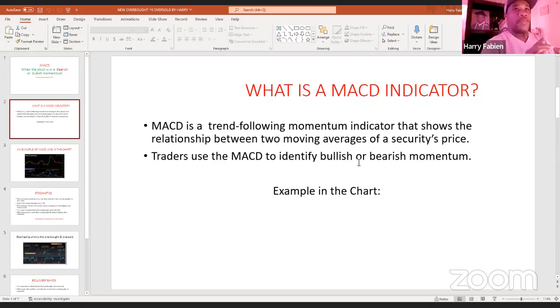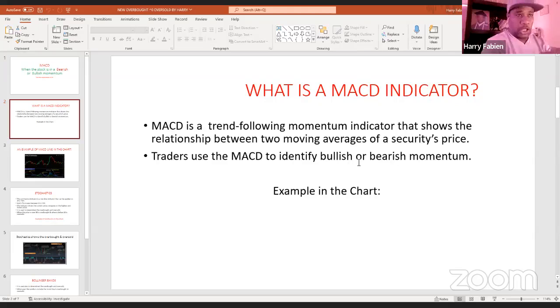Whenever you see the two lines, you can use gray or blue or whatever color you want. It's a gray line and a white line, or a gray line and a red line. The red line is bearish. Whenever the bearish line crosses above the black line, we have a bearish momentum. And whenever the gray line crosses above, we have a bullish momentum. You just have to practice it.